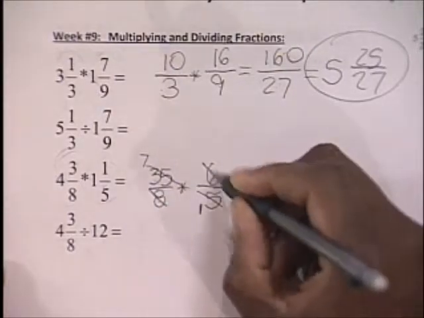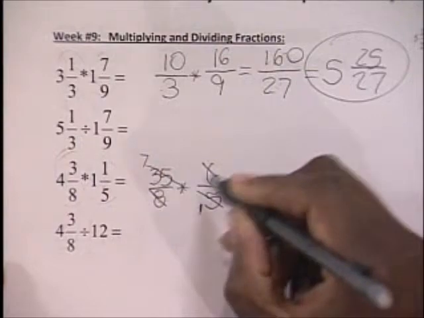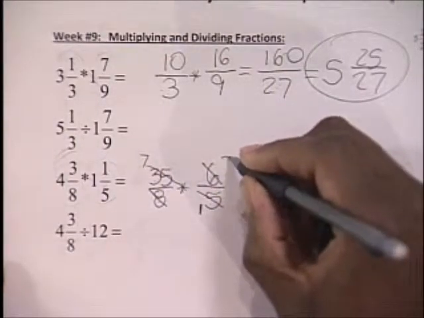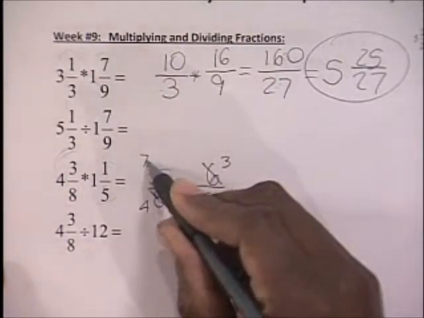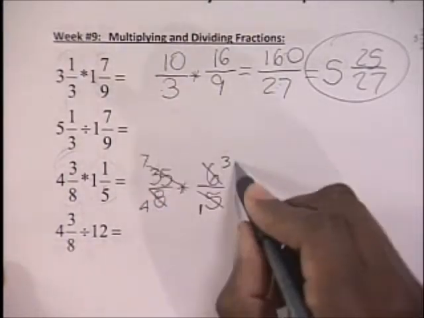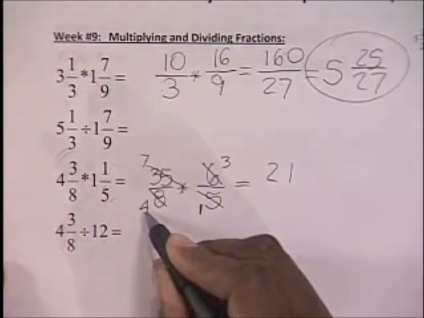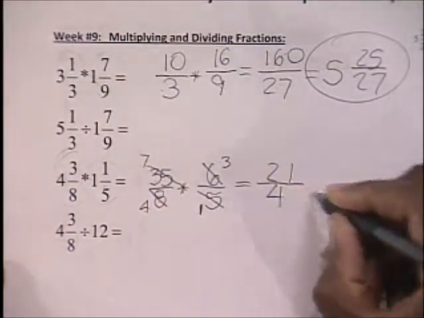And even here, you can cross cancel. The number 2 can divide into each of these numbers. 6 divided by 2 is 3, and 8 divided by 2 is 4, and you end up with 7 times 3. I told you to multiply the numerators across. You end up with 21, and 4 times 1, you end up with 4.